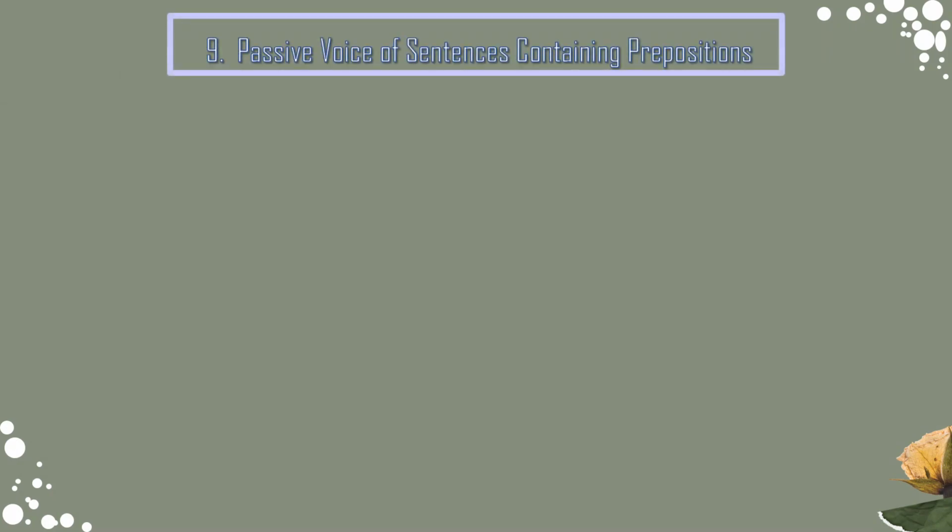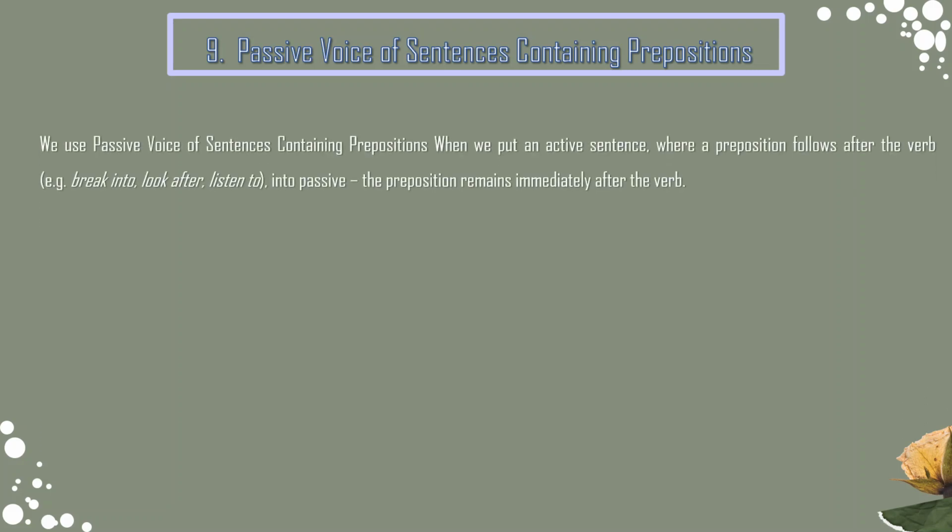Next, passive voice of sentences containing prepositions. We use passive voice in sentences containing prepositions when we have an active sentence where a preposition follows after the verb. For example, break into, look after, listen to. In the passive, the preposition remains immediately after the verb.